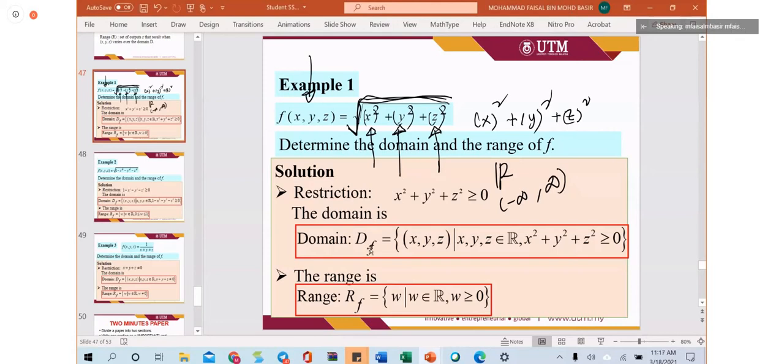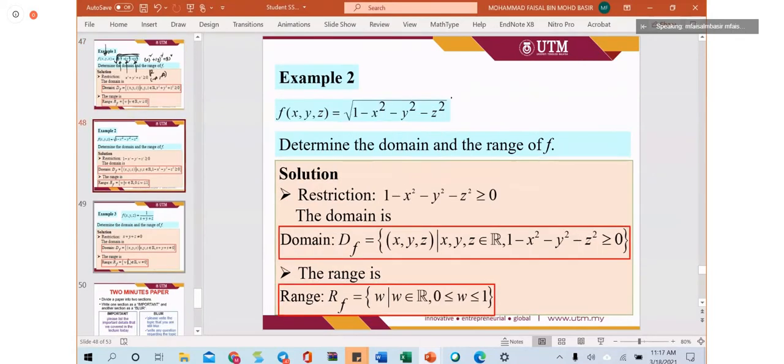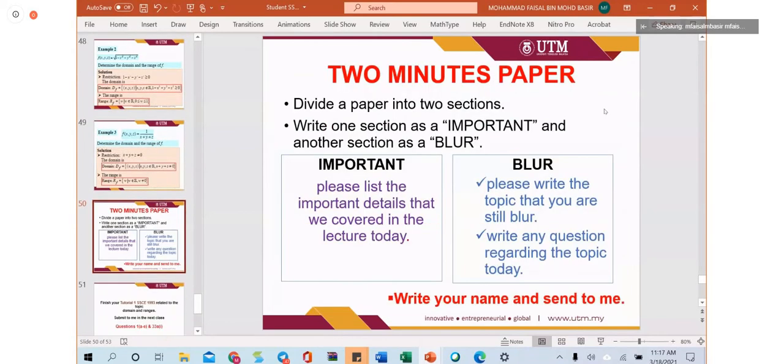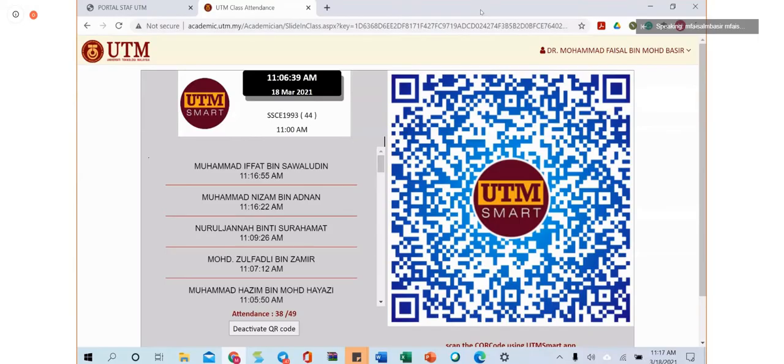Okay, next. So we have some activities here. Divide a paper into 2 sections. One is important, one is blur. Important: list important details covered by the lecture today. Blur: please write topics that are still blur. For the discussion, I think I gave you the Padlet, right?